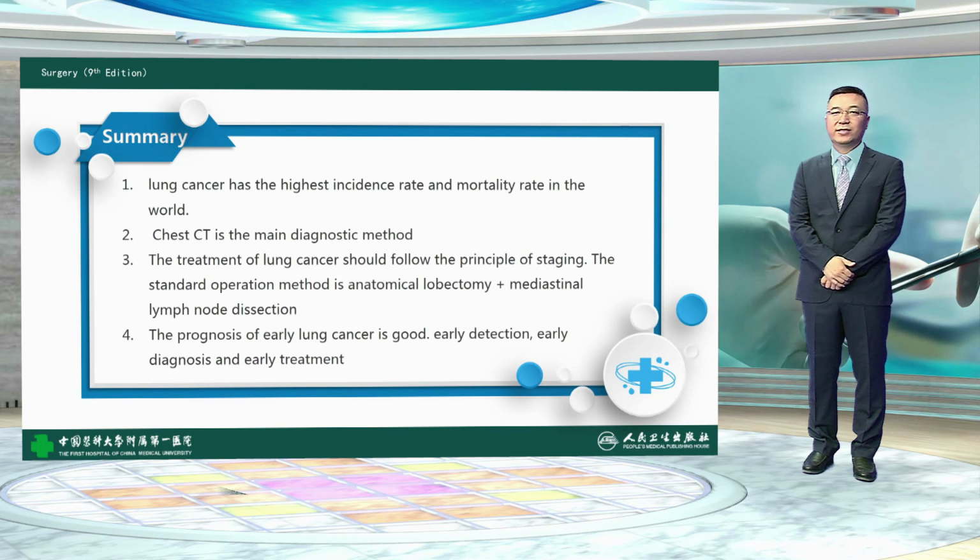This is the summary of this section. Lung cancer has the highest incidence rate and mortality rate in the world. Chest CT is the main diagnostic method. The treatment of lung cancer should follow the principles of staging. The standard operation method is anatomical lobectomy plus mediastinal lymph node dissection. The prognosis of early lung cancer is good. Early detection, early diagnosis, and early treatment are very important.